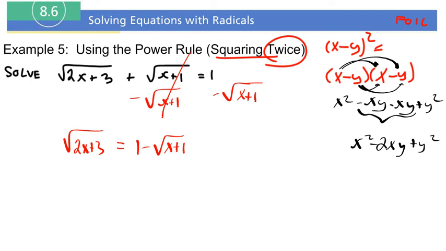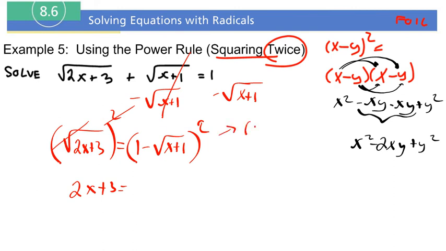So I'm going to square the left side, and I'm going to do the same thing to the right. I'm going to square the right side. Squaring a square root eliminates the radical, so those are gone. So I get 2x plus 3. Now what about this one? Check this out. This right here means (1 minus radical x plus 1) times (1 minus radical x plus 1), right? This means this.